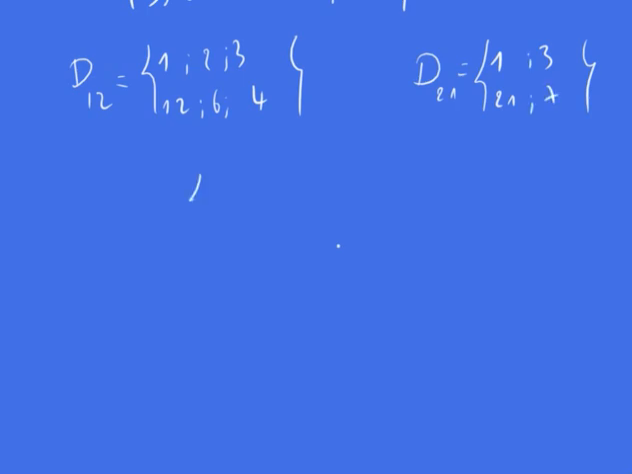The set of common divisors contains 1, which is always a common divisor. 2 is not common, but 3 is common. So 1 and 3, and those are the common divisors.